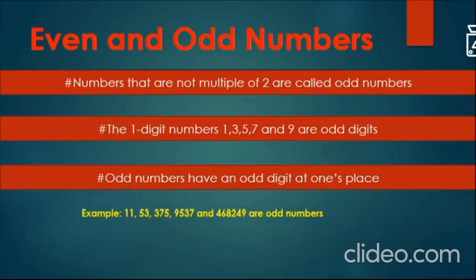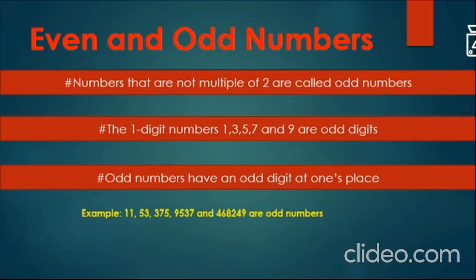For example, 11. Here 1 is in ones place, that is an odd digit, so it is an odd number. 53, 3 is in ones place. 375, 5 is in ones place. Now here 7 is in ones place and here 9 is in ones place. So in these numbers there are 1, 3, 5, 7 and 9 in their ones place. So these are called odd numbers.